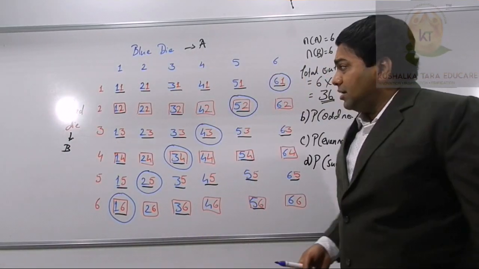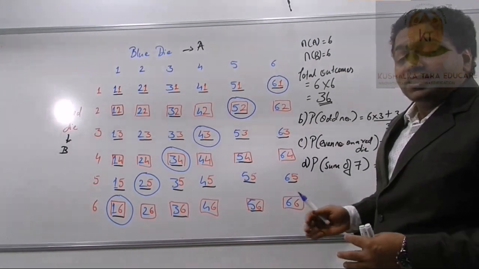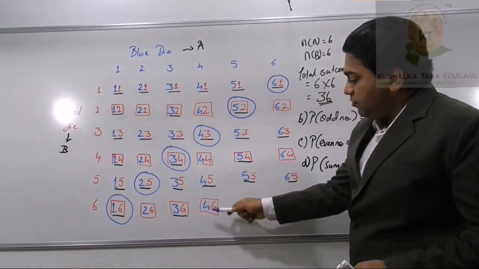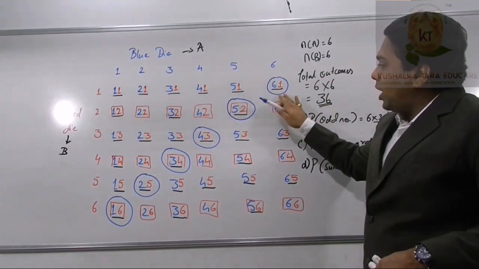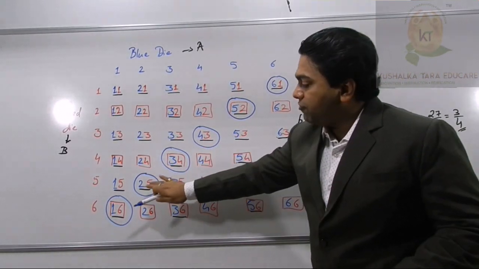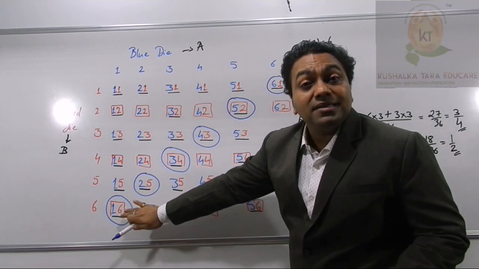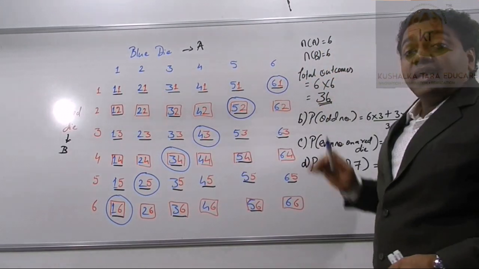I'll give you 1 minute to check whether we have any other option where you can get a sum of 7. 4 plus 2, 6; 3 plus 5, 8; 4 plus 6, 10; 6 plus 6, 12; 5 plus 5, 10. No. 1, 2, 3, 4, 5, 6. Only 6 occurrences where a sum of 7 can be obtained.